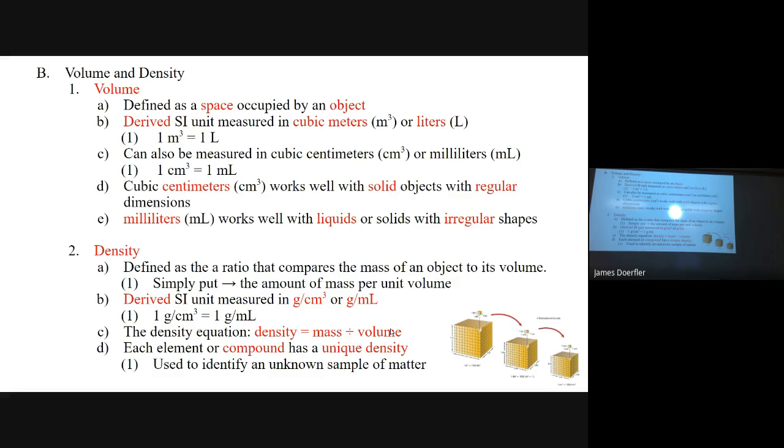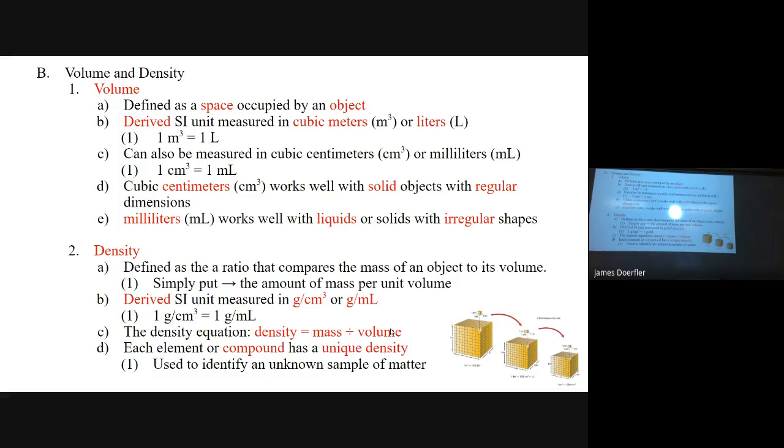The other units we're going to be looking at are volume and density. Okay, we already mentioned density. Let's talk about volume. It's defined as space occupied by an object. It is a derived SI unit measured in cubic meters, which is m cubed, or m to the third, or liters.